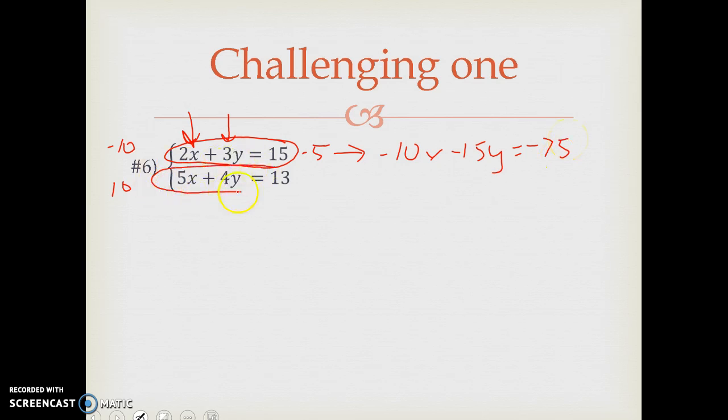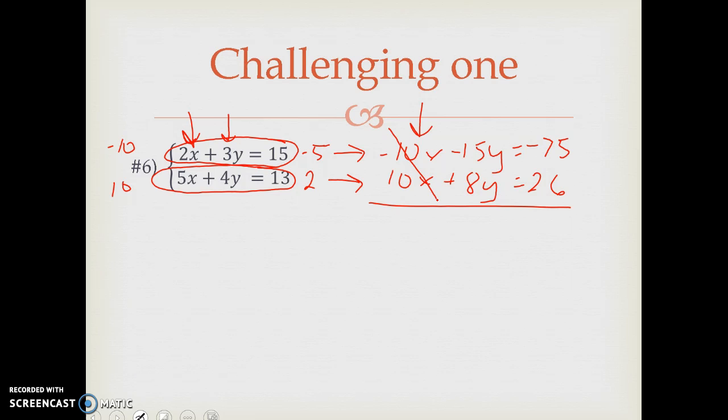Then I'm going to take the second equation here and multiply it times positive 2. And so 5 times 2 is positive 10x, 4 times 2 is positive 8y, and 13 times 2 is positive 26. Now, when I add these together, my x's will be eliminated. So negative 10x and a positive 10x is nothing. Negative 15y and a positive 8y, well, that's negative 7y. And a negative 75 and a positive 26 is equal to a negative 49. So now I can figure out what y is. If I divide both sides by negative 7, y is going to be positive 7.